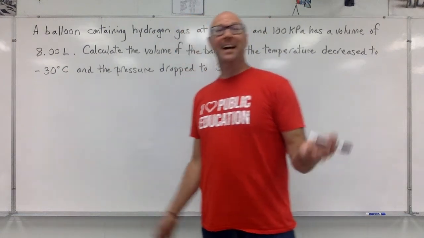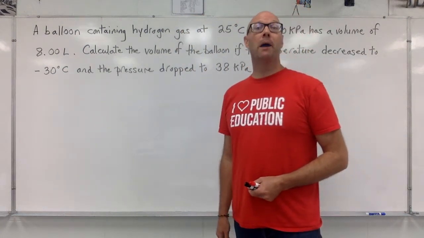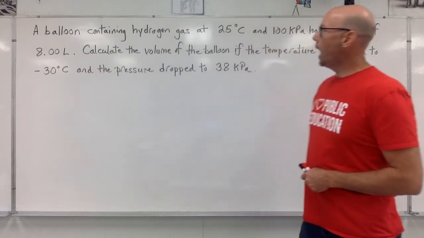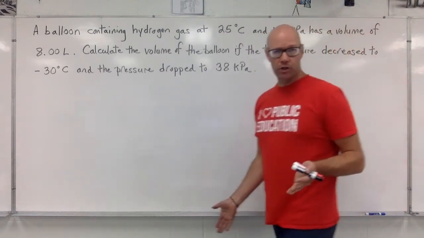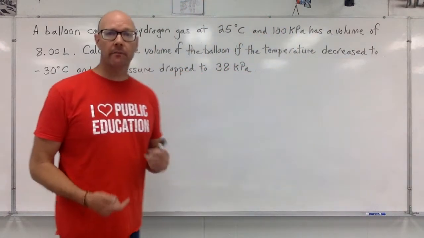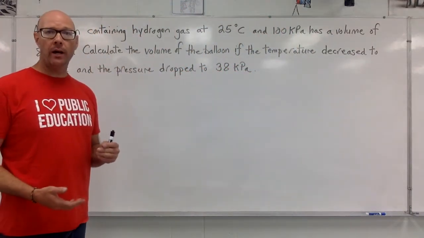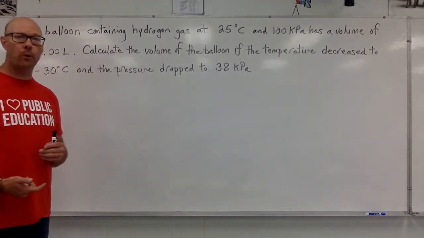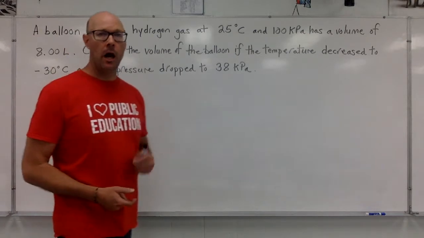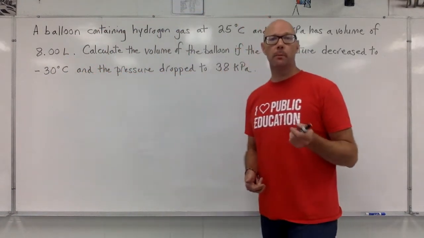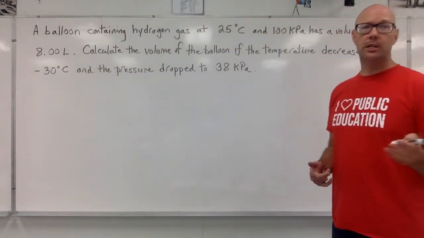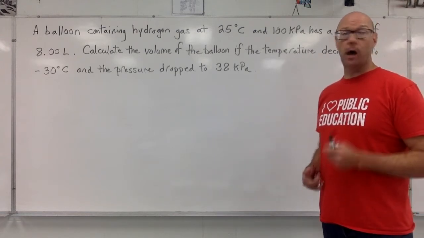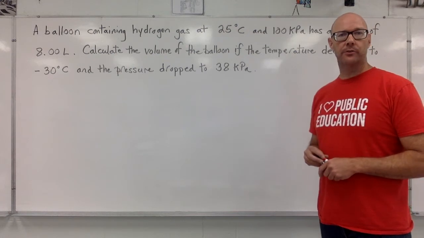Hi everyone. This is an example of a combined gas law problem. Here we go. A balloon containing hydrogen gas at 25 degrees Celsius and 100 kilopascals has a volume of 8.00 liters. Our job is to calculate the volume of the balloon if the temperature decreased to negative 30 degrees Celsius and the pressure dropped to 38 kilopascals.